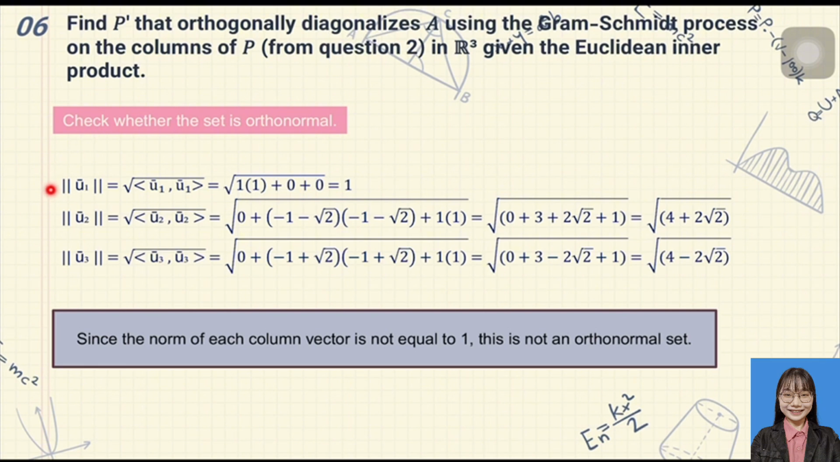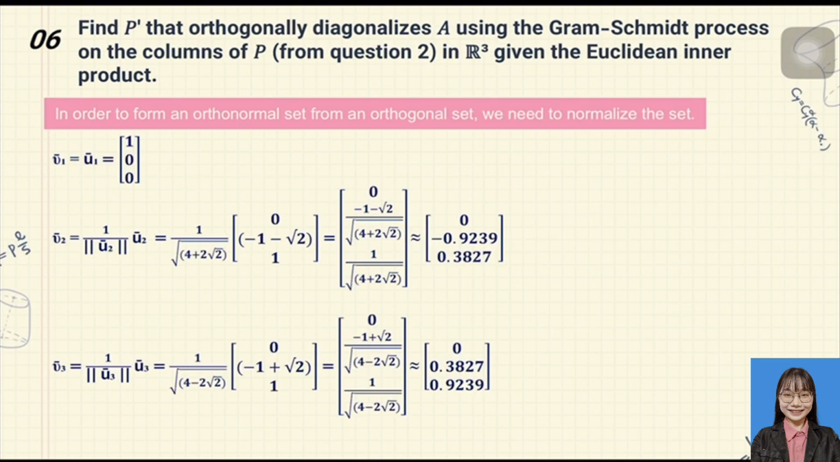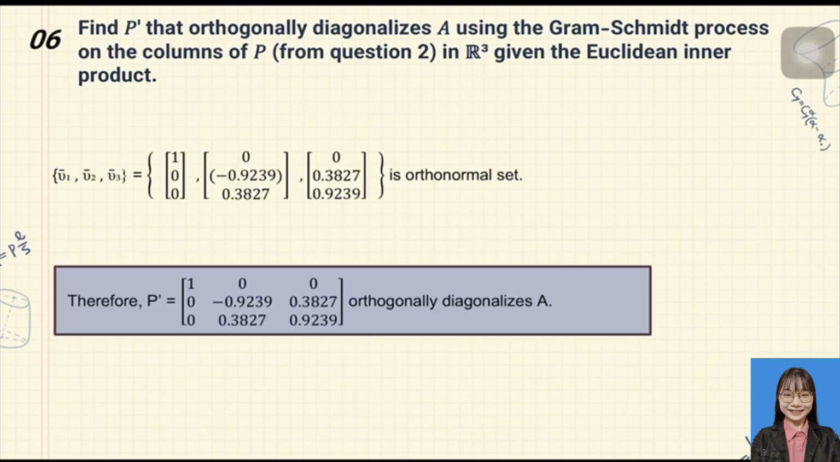We will now calculate the norm of each column vector. Since not all the norms of the column vectors are equal to 1, this is not an orthonormal set. Therefore, we need to normalize it. We divide each column vector by its corresponding norm. Thus, this is our orthonormal set. Now we can get matrix P prime, which orthogonally diagonalizes A, by combining all the column vectors in the orthonormal set.